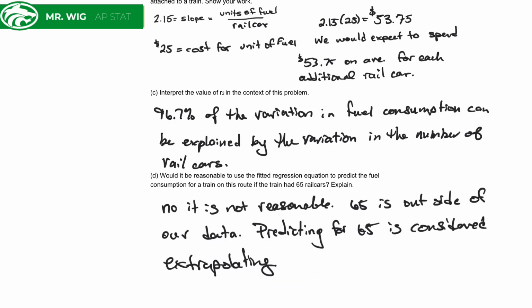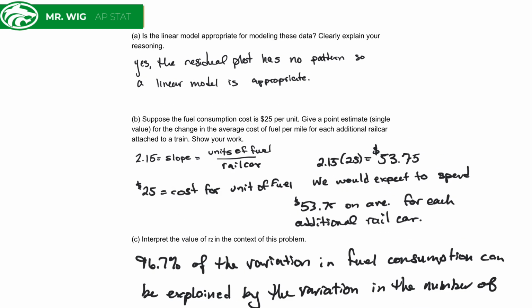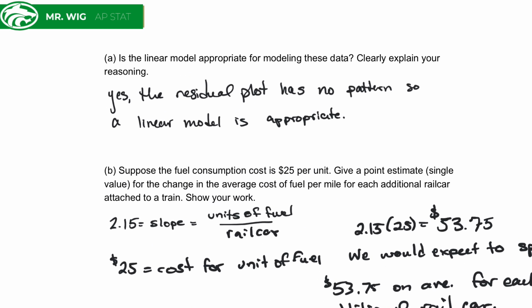In this question, part A, zoom out a little bit, it's asking, is the linear model appropriate for these data? Clearly explain your method. In this example, as we saw earlier, yes, the residual plot shows no pattern, so a linear model is appropriate. You can go back and look at it. It's just a big scatter of dots, and that's really what I'm looking for. If there was a pattern, that would be a really bad thing. It would suggest that the linear model would not be appropriate.